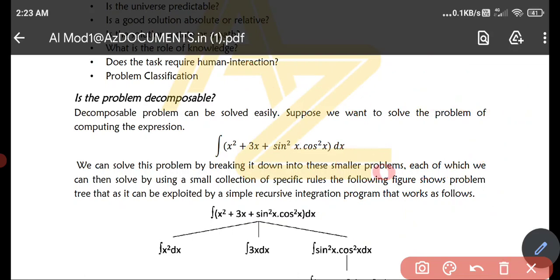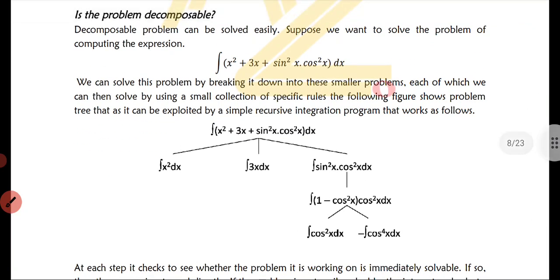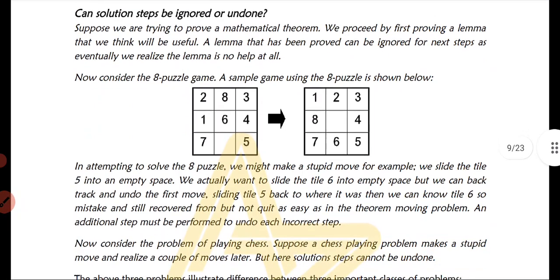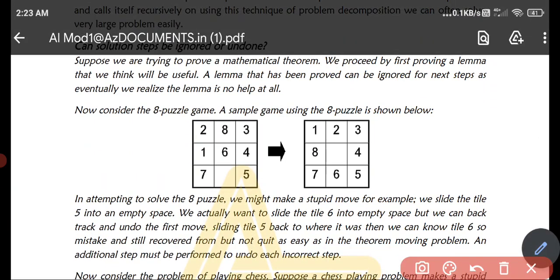Now similarly here we can decompose this. That means we can divide the problem and calculate, and we can extract the answer from each individual person, and we can get the final answer as one single answer from the system. So that is nothing but the decomposable problem. If it can be divided into different parts, then we can say it is decomposable.